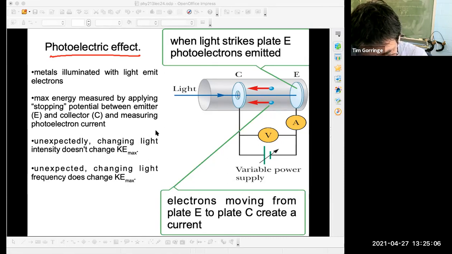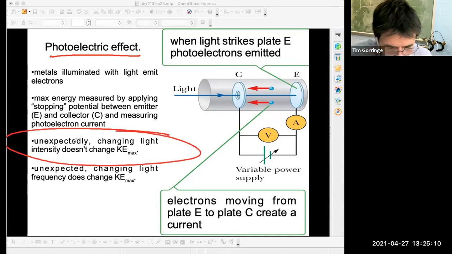And there were two really interesting results for it. Here's the first one. Changing the intensity of the light, so making the light bright or making the light dim, did not affect the maximum kinetic energy. I would have thought this, right? Make the light brighter, you increase the maximum kinetic energy. Make the light dimmer, you decrease the maximum kinetic energy. But that's not true. You don't change it at all.